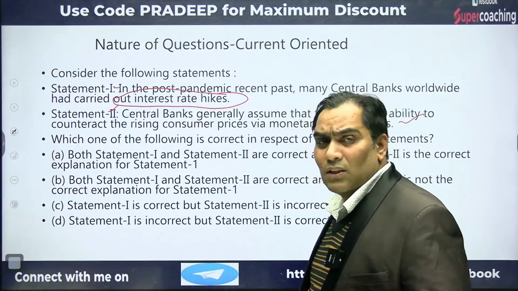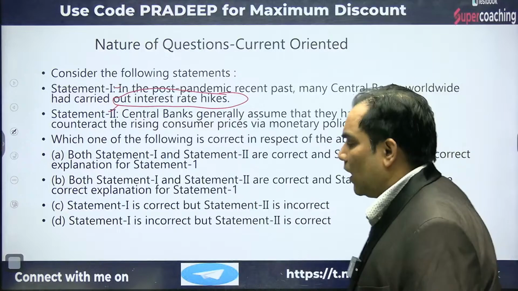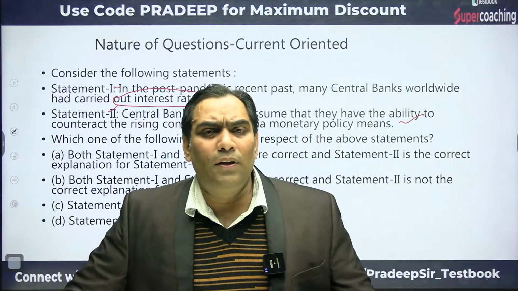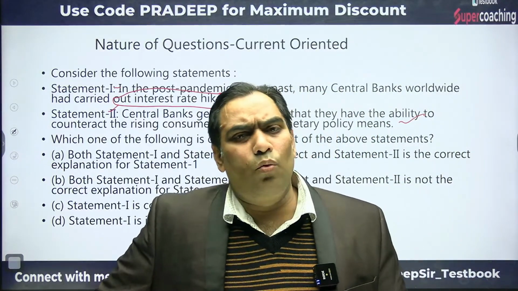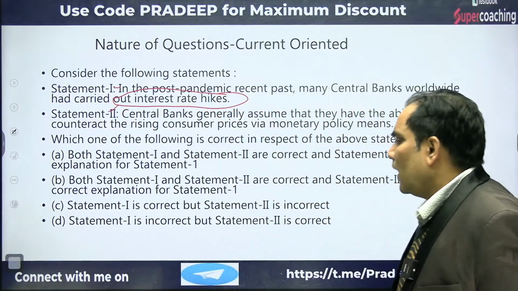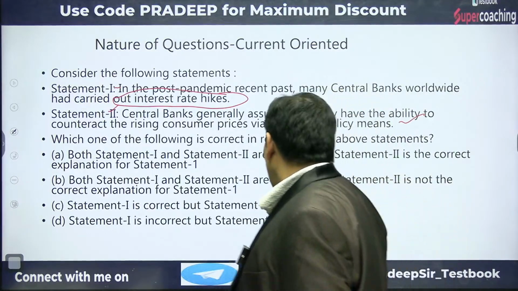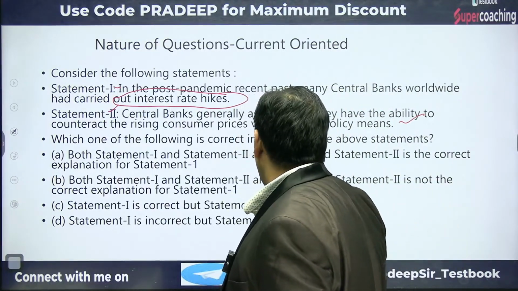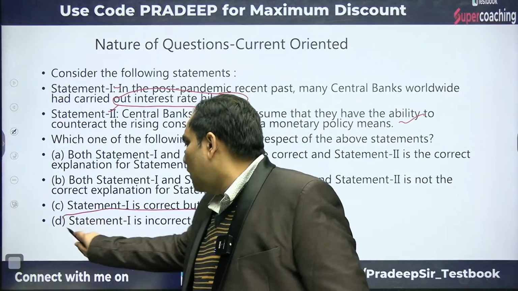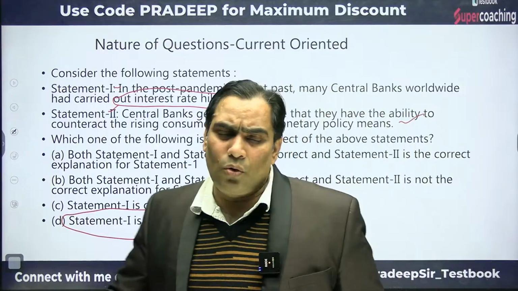Option C is that statement 1 is correct, but statement 2 is incorrect. If statement 1 is correct and statement 2 is incorrect, then your answer should be C. And if statement 1 is incorrect, but statement 2 is correct, then your answer should be D.